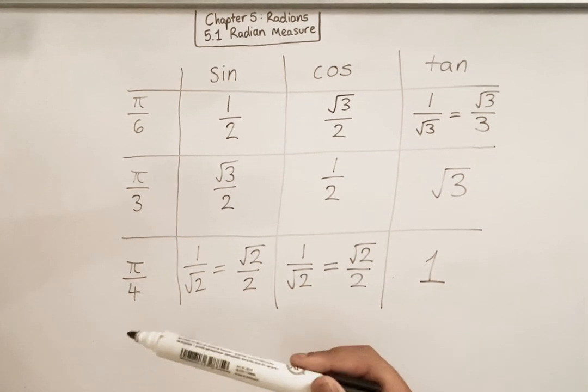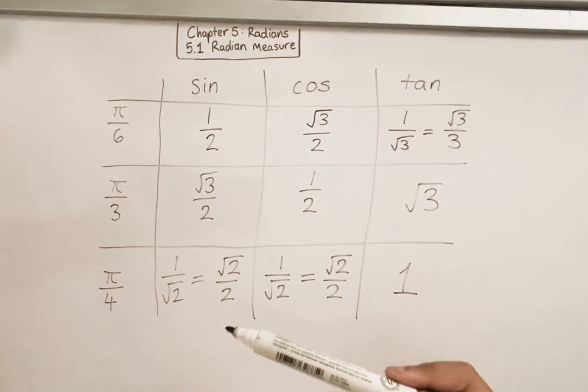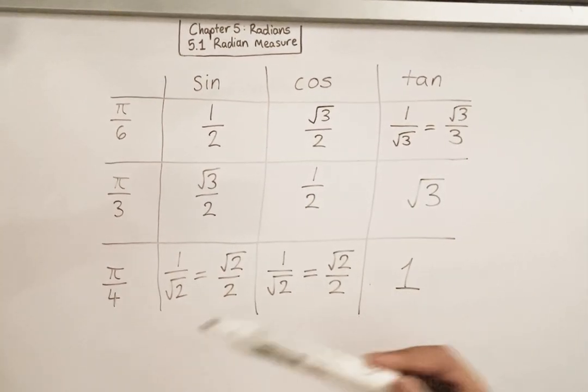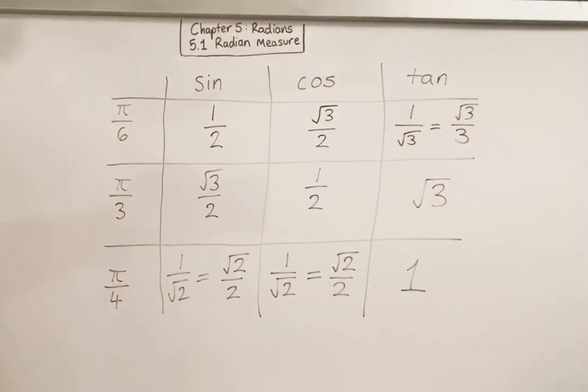Pi over 4 is the same as 45 degrees, so sine of pi over 4 will be 1 over √2, which is the same as √2 over 2. Cos of pi over 4 is 1 over √2, which is √2 over 2, and tan of pi over 4 is just 1.